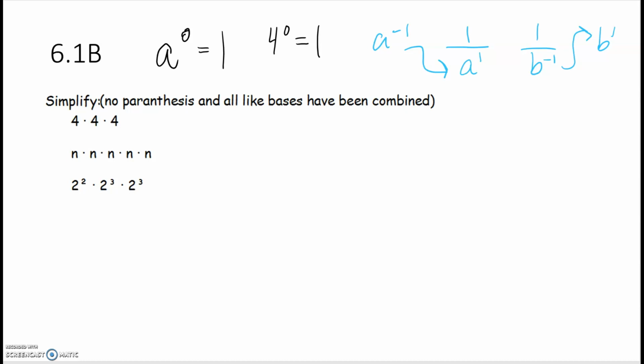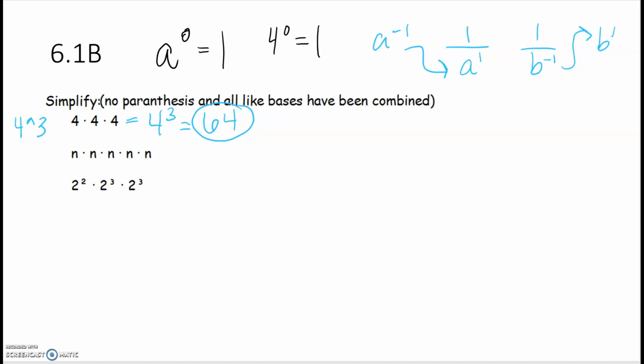So simplify, meaning no parentheses and all like bases have been combined. So how many 4s do you see here? I have 4 times 4 times 4. So to me that looks like I have 3 4s, which means I'm going to rewrite it as 4 to the 3rd power. And I'm going to use that up arrow in my calculator. Remember that's 4 and then that caret key and then 3. And I'm going to hit enter and I get 64. Okay, so there's my first one.